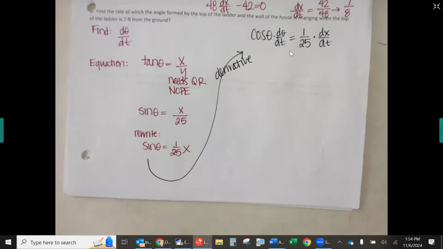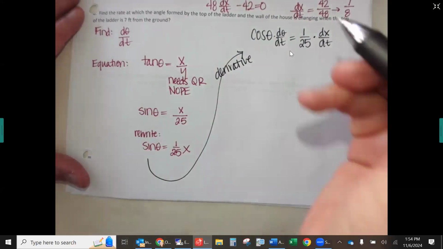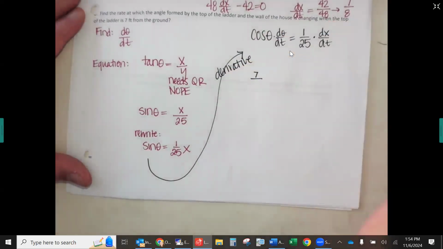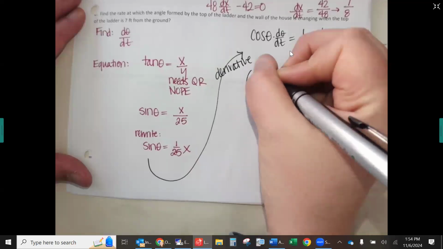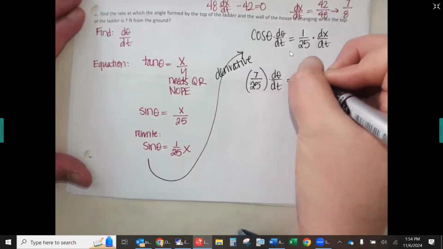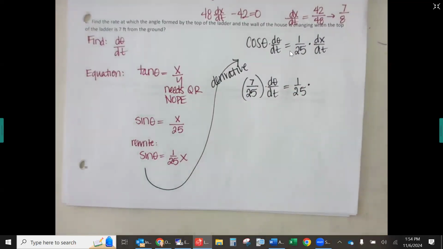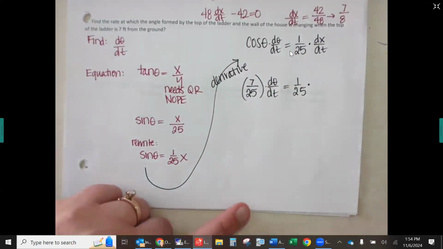What will I plug in for cosine theta? What side ratio? So, ka, or toa? Ka is A over H, so look back at your circle. What was my A? A is, Y was 7, you're right. Over, what's my H? 25. So my cosine is 7 over 25. D theta dt is what I'm solving for. 1 over 25, and then my dx dt is this number that I just found. Remember, we got 7 over 8.